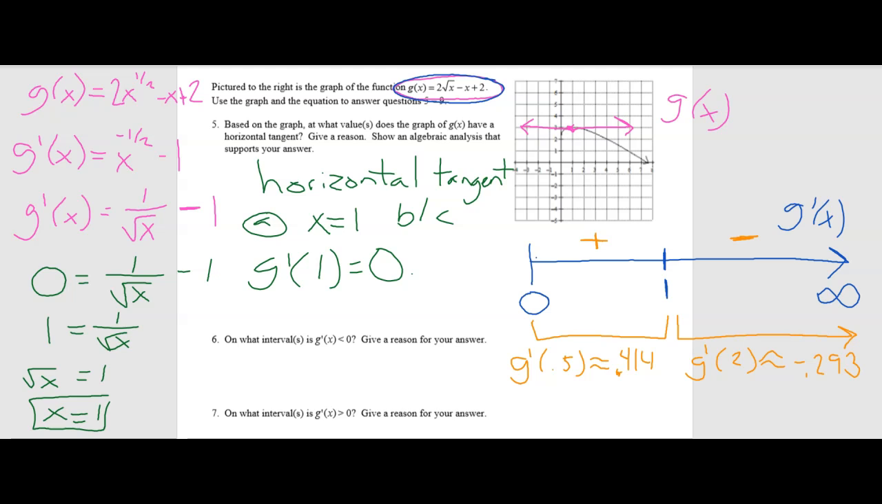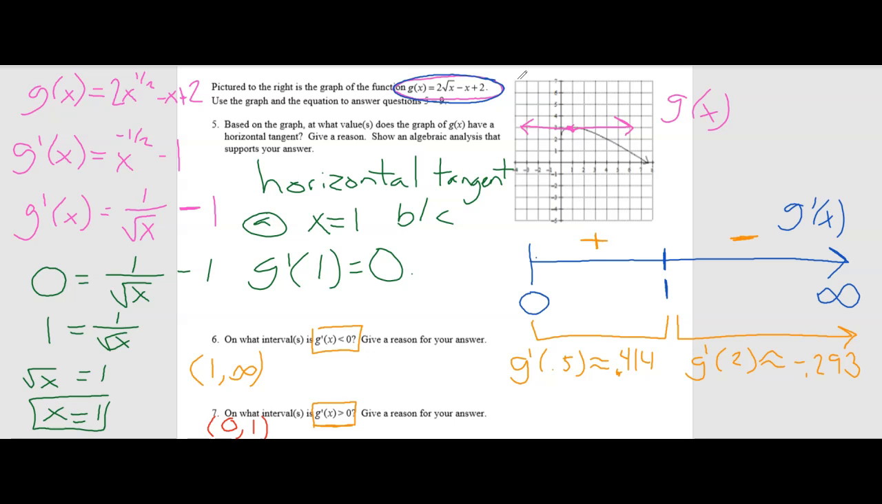This should also tell us something about g of x, right? If the derivative is positive, so if we're looking at number 7, if g prime is greater than 0, then g of x is going to be increasing. Whereas if g prime is less than 0, g of x will be decreasing. So our two intervals here, we have g prime being less than 0 from 1 to infinity, and g prime is greater than 0 from 0 to 1.